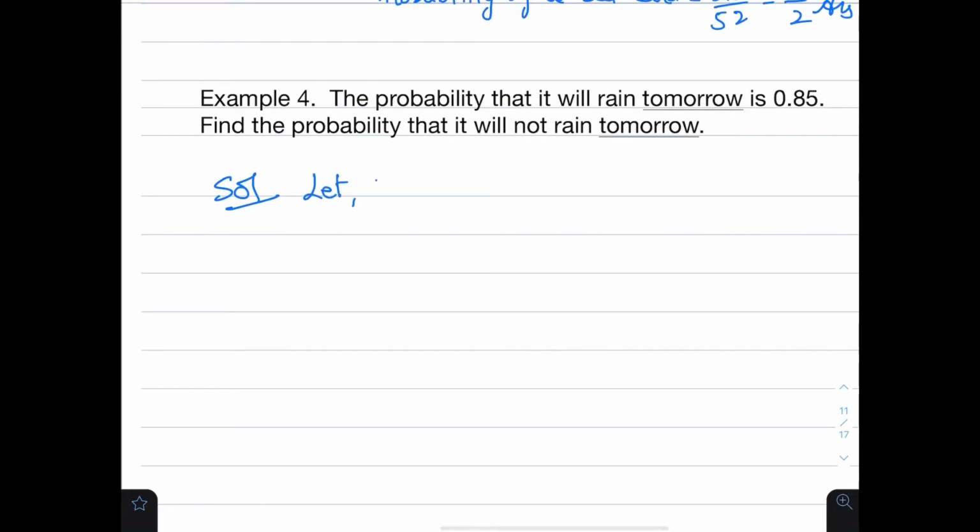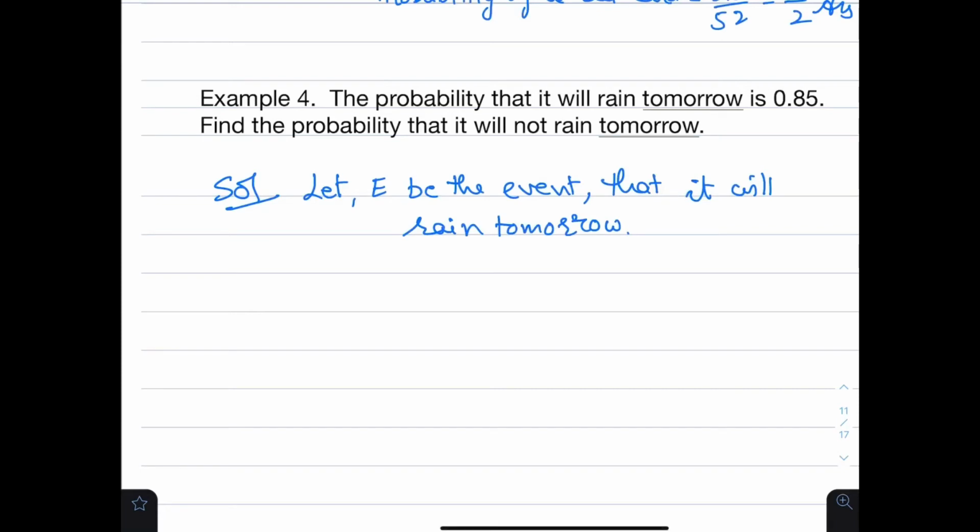Let E be the event that it will rain tomorrow. We can say that P(E) equal to 0.85. That is given.